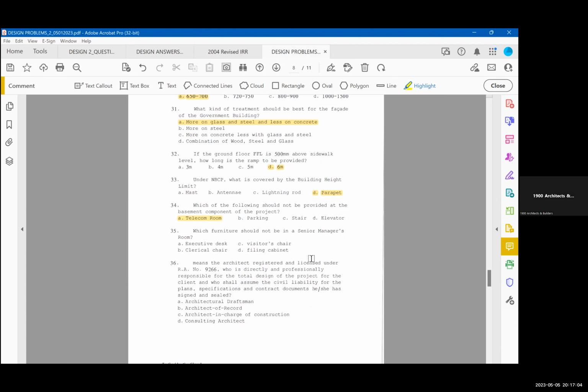So 35, which furniture should not be in senior manager's room? A. Executive desk. B. Clerical chair. C. Visitor's chair. D. Filing cabinet. So, it's letter B. Clerical chair. Kasi the rest, kailangan.